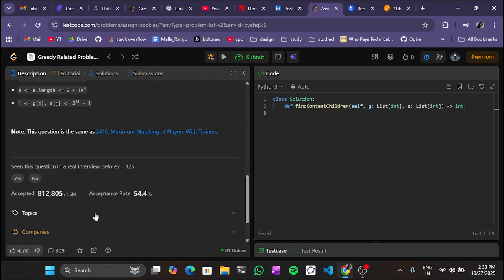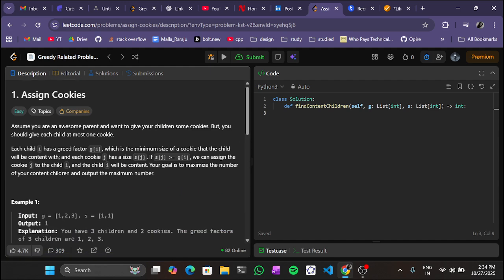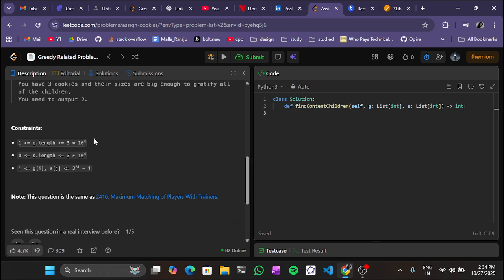So what we can do is, okay, it said there is a similar problem here. Also, we have to see the constraints. Length of g and length of s will be between 1 and 3 times 10 to the power of 4. And s of i and g of i will be between 1 and 2 to the power of 31 minus 1. If not s, you have to return 0.